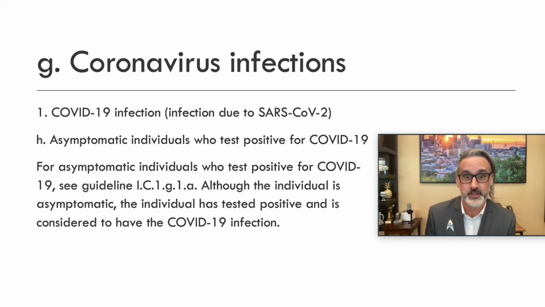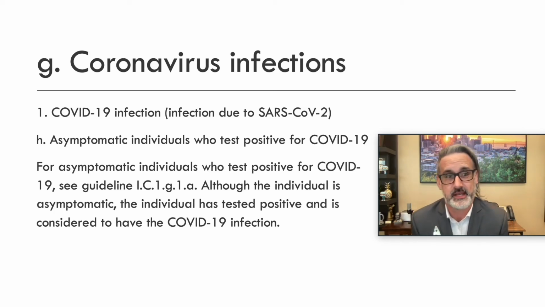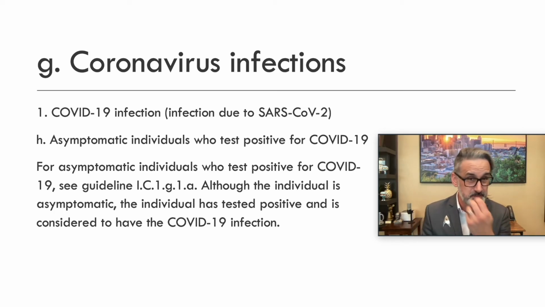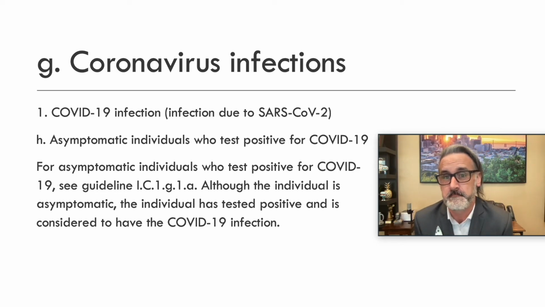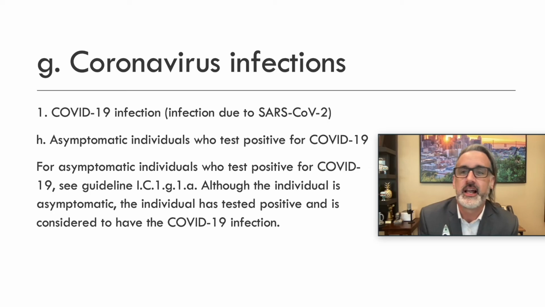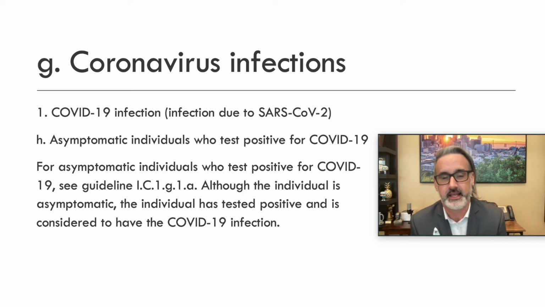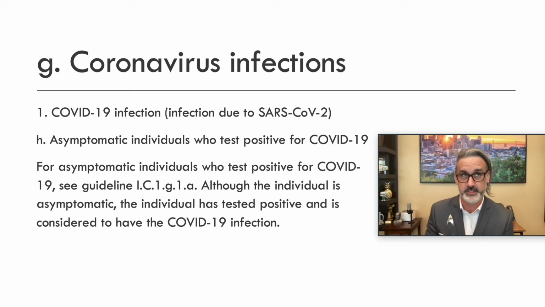So that is possible. You can have a positive COVID-19 test but be asymptomatic. It could be a false positive, but you could have COVID-19 and just not be showing any symptoms. As this guideline states, for asymptomatic individuals who test positive for COVID-19, see the first guideline for COVID-19, U07.1. Although the individual is asymptomatic, the individual has tested positive and is considered to have a COVID-19 infection.